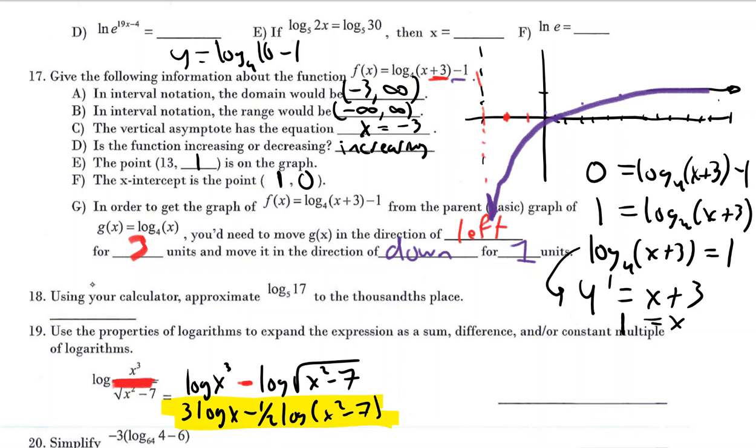Okay, so that's a lot of parts. I went through all of them very quickly, but is there any part of that you need to ask more specifically? How do you know if it's increasing again? Increasing just means the y values are getting bigger from left to right. So the graph's going up, it's increasing. If the graph's going down, it's decreasing. So just think of the y values. Are the y values getting bigger or smaller?